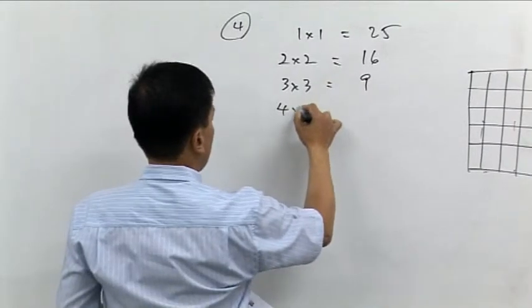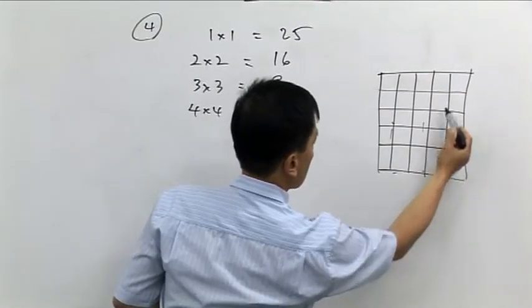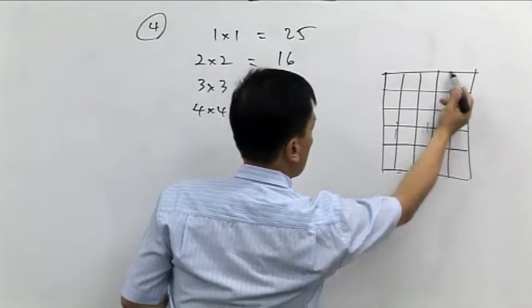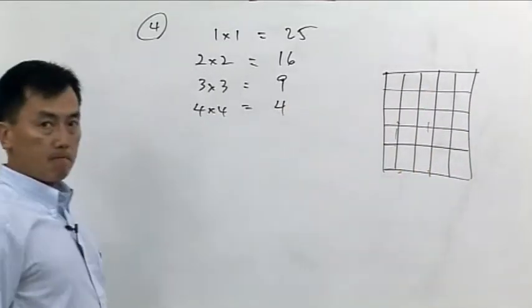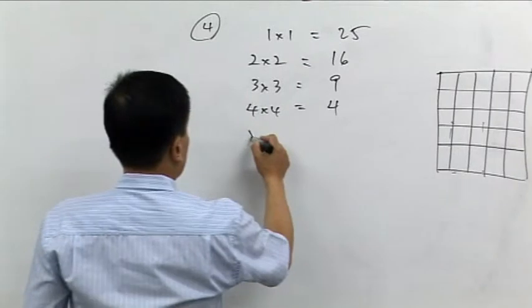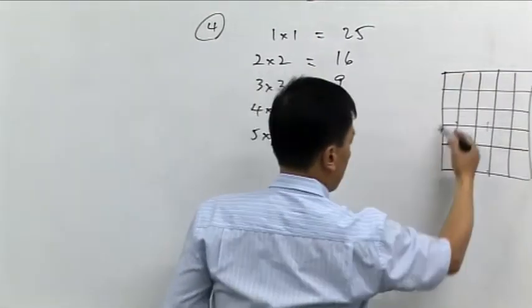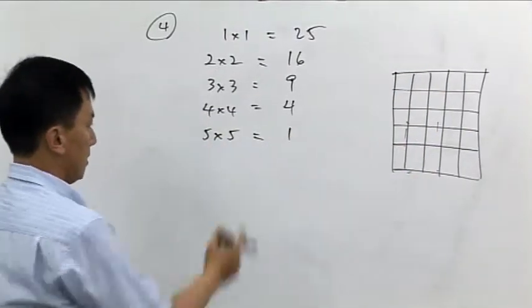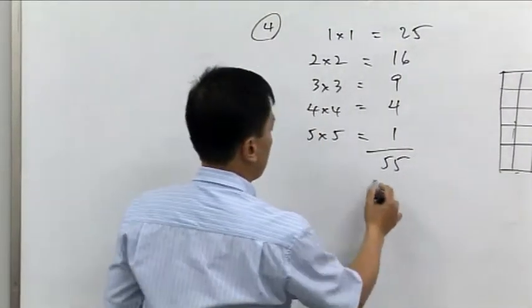Next size will be a 4 by 4 square. So 4 by 4, that's a 4 by 4. A 4 by 4. A 4 by 4. And a 4 by 4. So there's 4 of those. And the last size we have is a 5 by 5. There's only one 5 by 5, which is this particular shape. So there's 1. If you add that total together, that's going to give us 55.